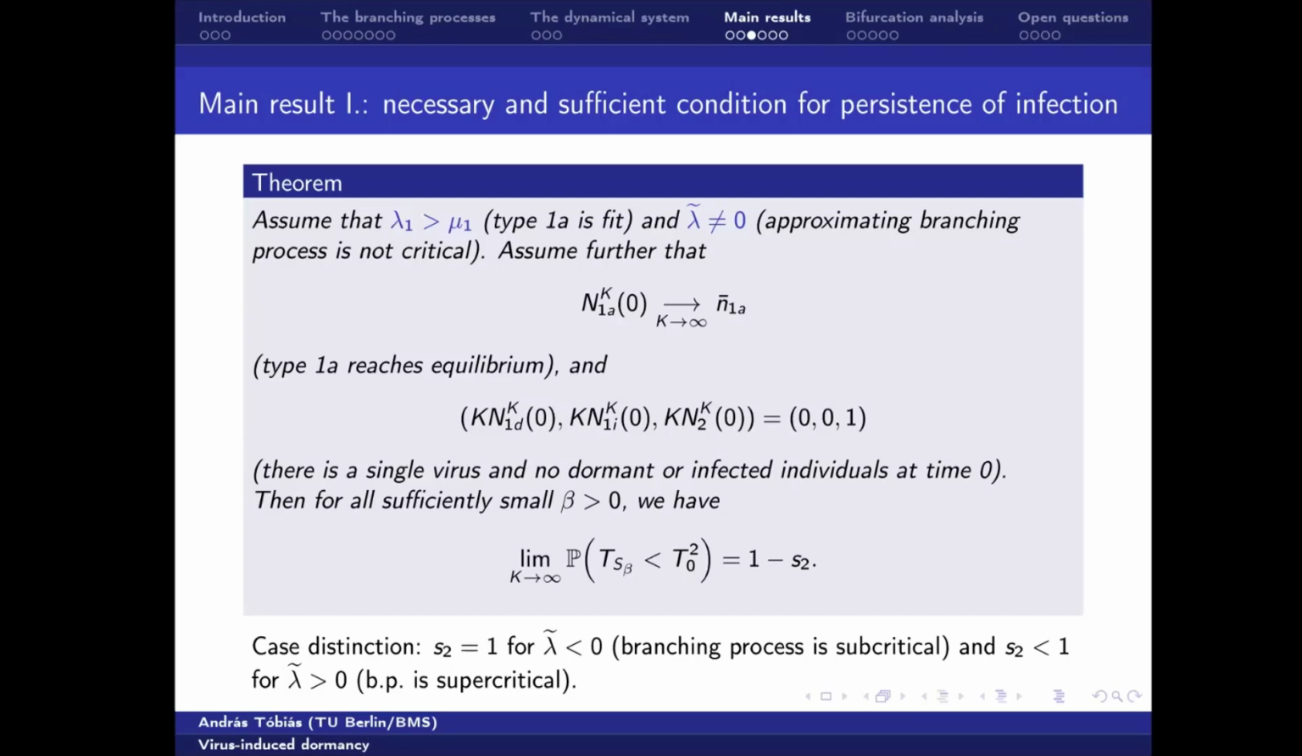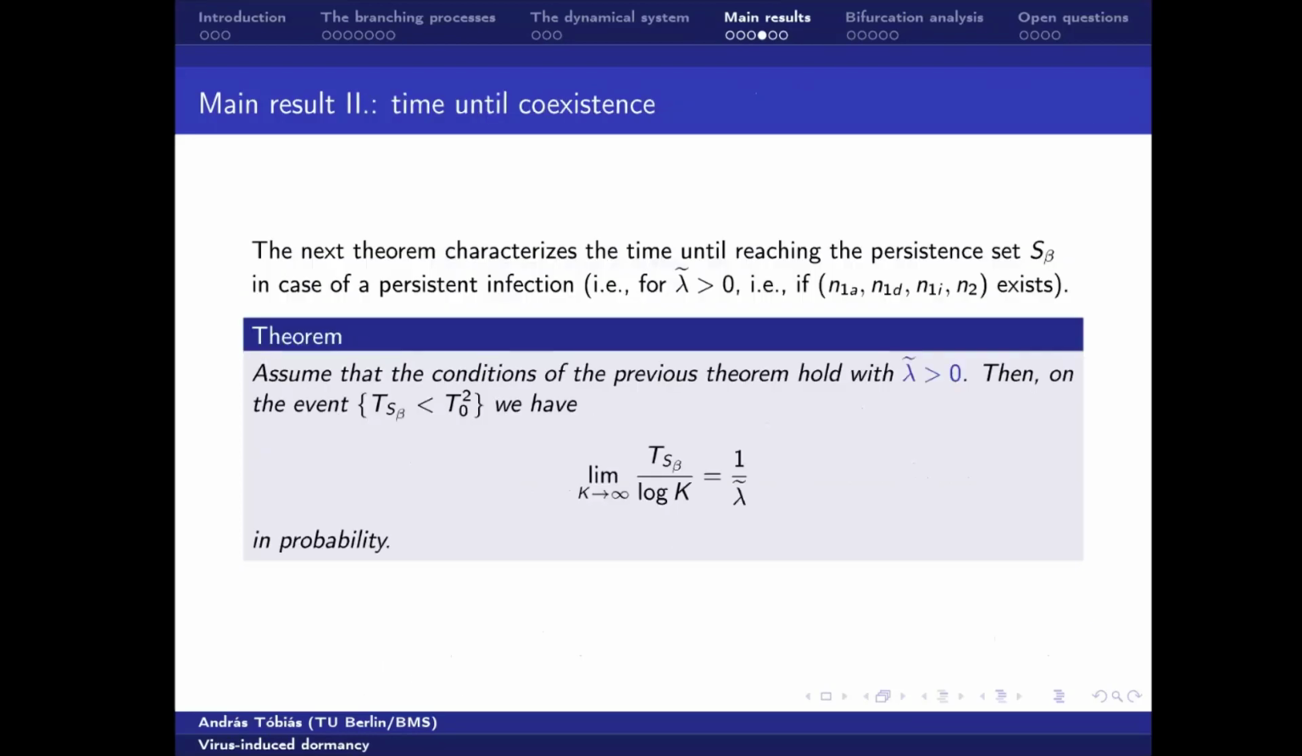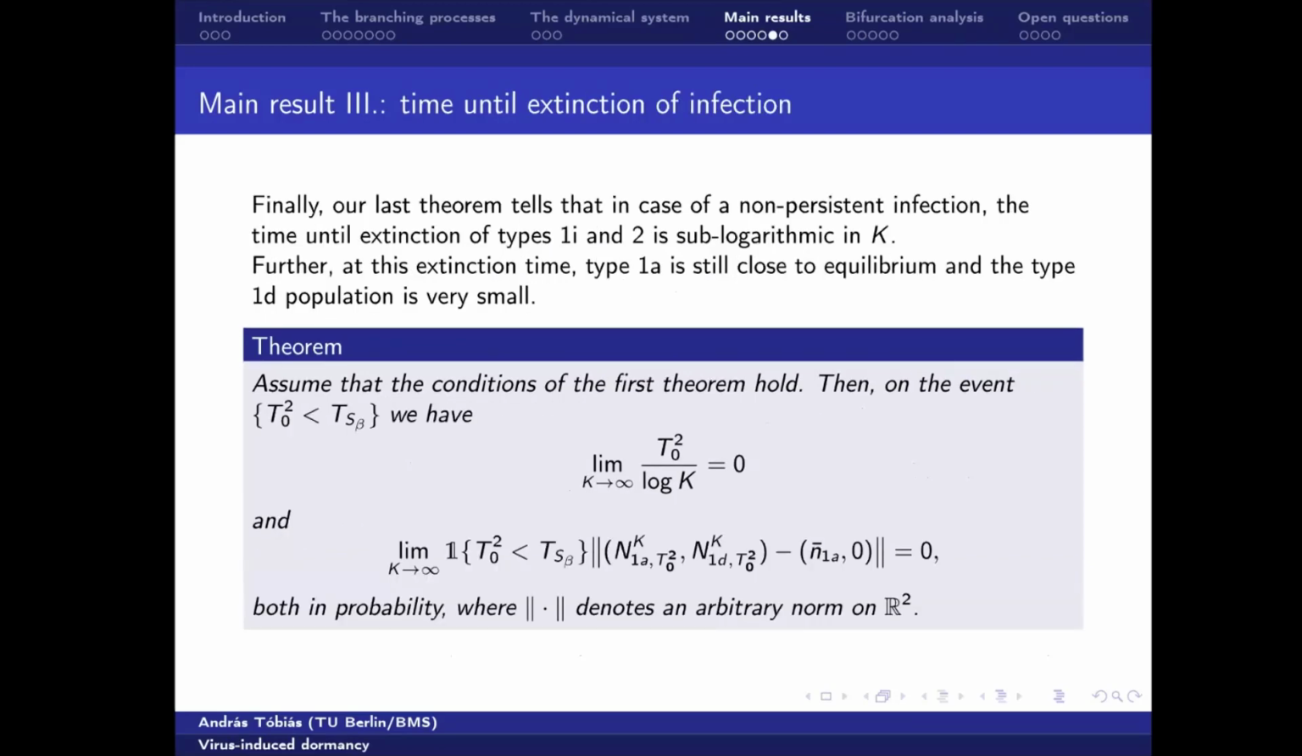And then the second one says how long it takes to see that we are in this set S beta. So now we are in the case where lambda tilde is greater than 0. Then on the event that you reach S beta before infected individuals and viruses die out, indeed T S beta divided by log K tends to 1 over lambda tilde in probability, where lambda tilde was this Lyapunov exponent of the branching process. And then the last thing is, if we have an unsuccessful epidemic, so if it dies out early, then it dies out very early in the sense that the extinction time of infected individuals and viruses divided by log K tends to 0.